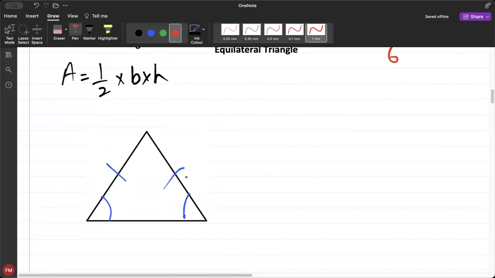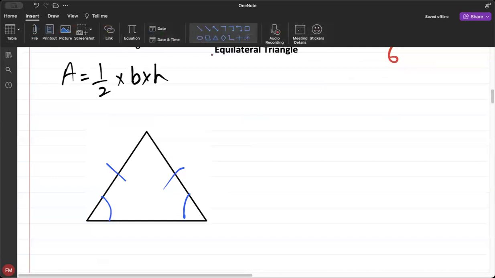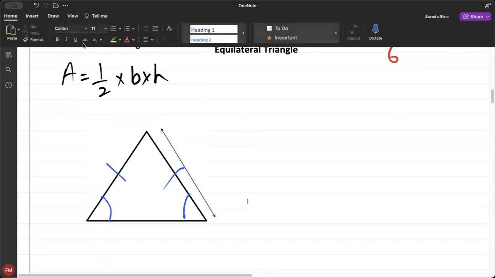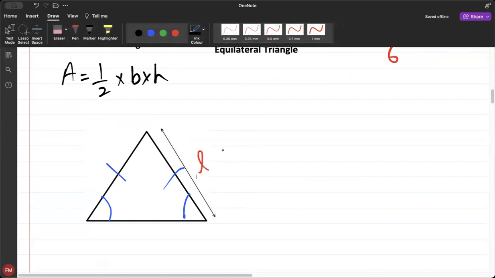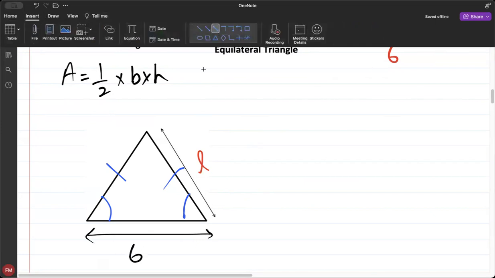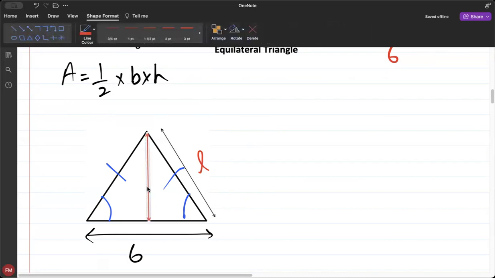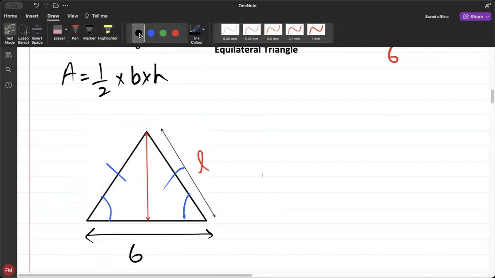Let's assume this side is how we define the slant height, this one, the diagonal. And I'm telling you the base over here is 6. And the perpendicular height, what does that mean? This height, or you can also label this outside, doesn't matter. I'm saying that this is 4.